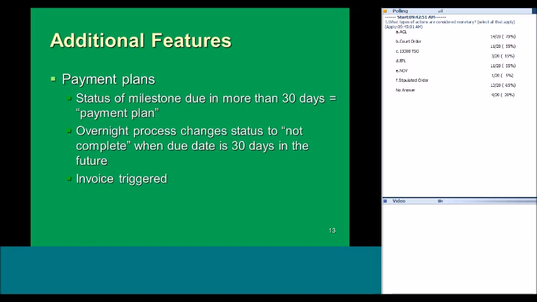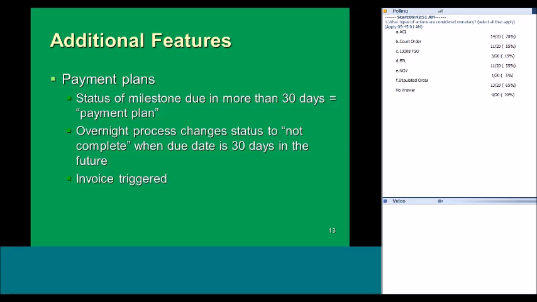So we have some additional features. We do have this payment plan feature. When you're creating a liability, if what has been agreed upon is a payment plan, you mark the radio button for payment plan and then set up milestones that are due within 30 days. This status should be not completed. For anything that has a due date greater than 30 days, the status will be payment plan.